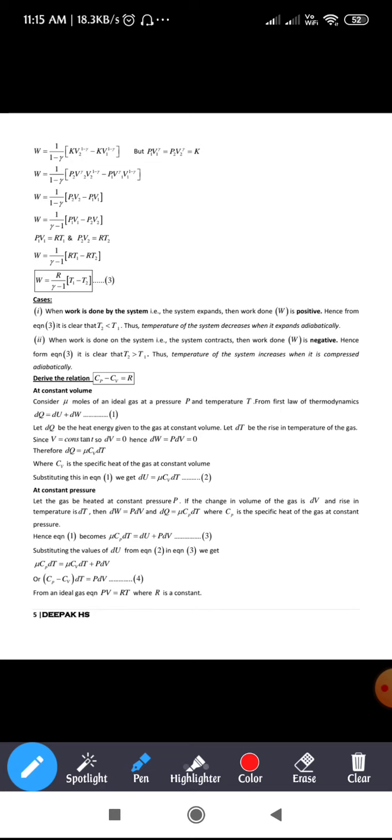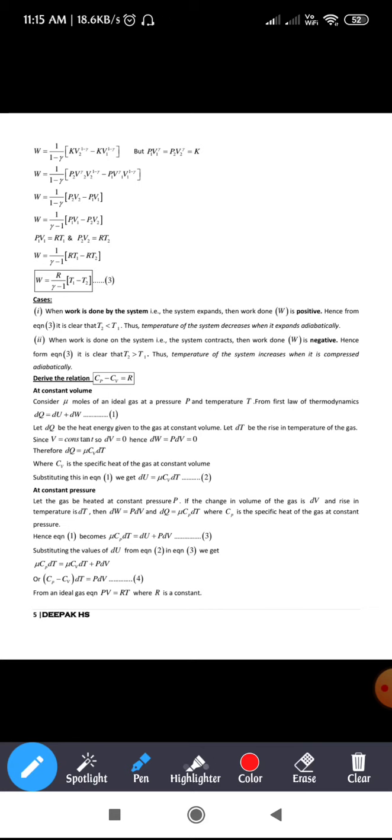Hence from that equation 3, you can conclude that T2 will be lesser than T1. Because when the gas expands, the internal energy of the gas decreases, right? Internal energy completely depends upon the temperature, correct? If you consider T1 as the initial temperature and T2 as the final temperature, when the gas expands, the internal energy decreases. That means the temperature decreases. Hence you can conclude that T2 is lesser than T1. Thus, the temperature of the system decreases when it expands adiabatically.